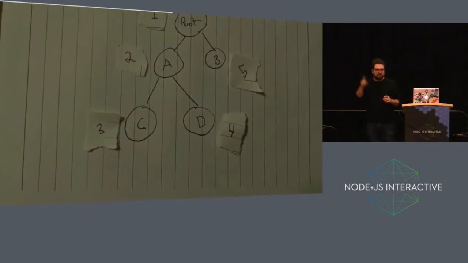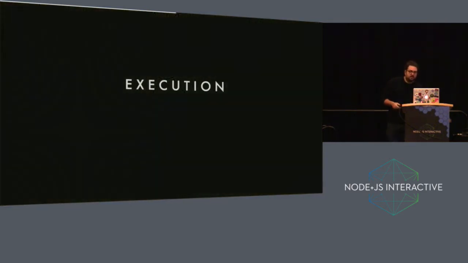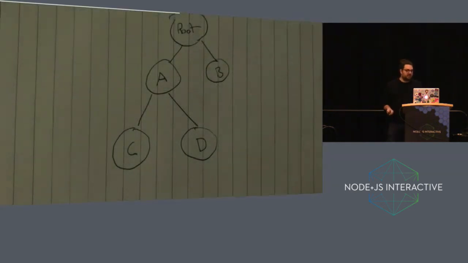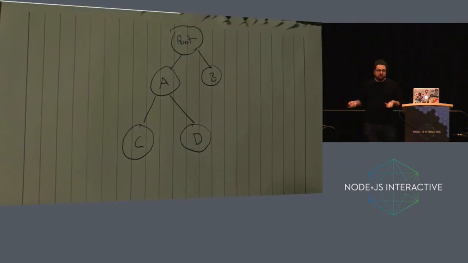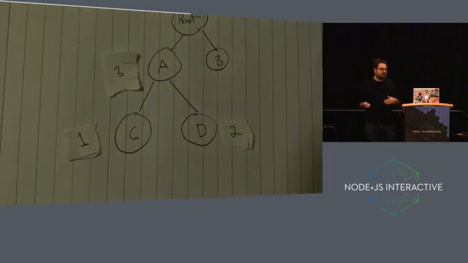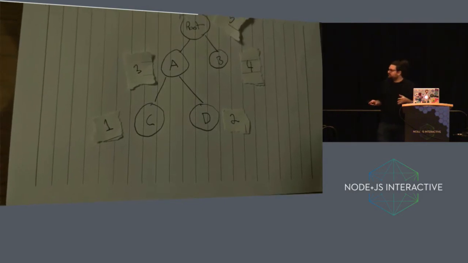So this is the order that the link phase is going through the graph and building that representation in memory that can then be executed. We then move to the execution phase, which requires that that link phase be completed, and then executes the graph in a post-order traversal. And this is one of the places where things can actually get different between require and ESM. So same graph, but the post-order traversal now starts at C, then goes to D, then goes to A, then goes to B, and then finally goes to the root.